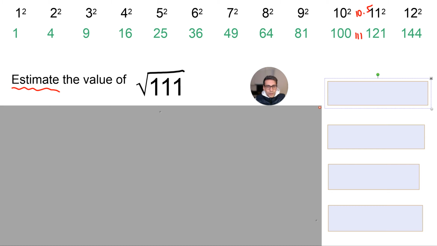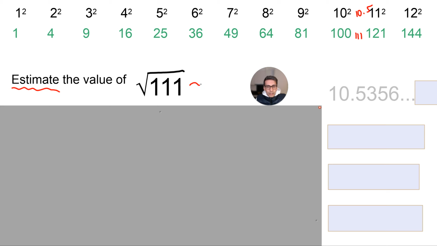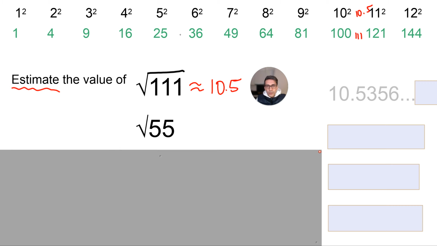So the correct answer is 10.5356, and so on. That's been rounded off there. So roughly this value would have been a good guess, anything around 10.5. As you can see, I'm just estimating these. I haven't looked at the answers, but I've managed to get quite close, and you'll get better at this with practice if you're not close already.